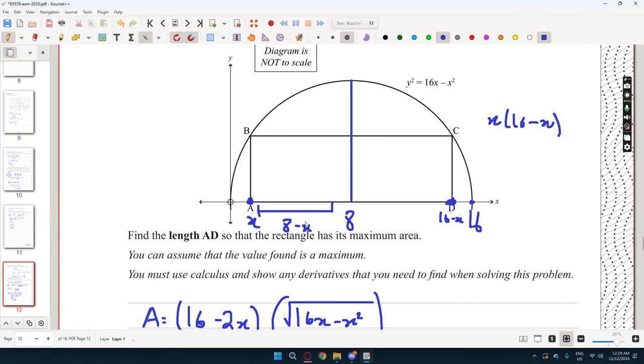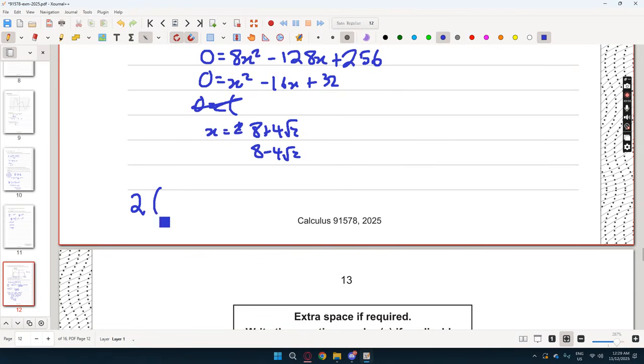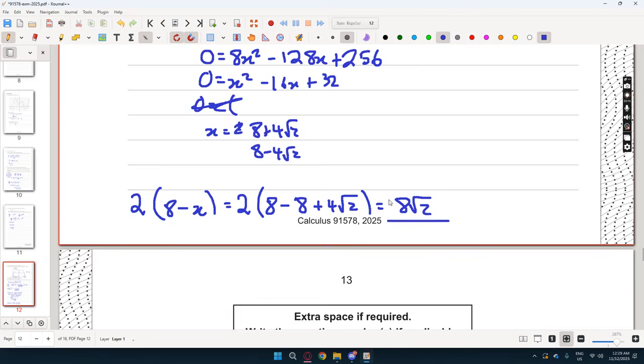So AD is 2 lots of 8 minus x, sorry. Equals 2 lots of 8 minus 8 minus, oh, plus 4 root 2 equals 8 root 2.